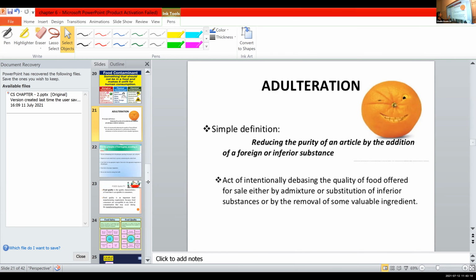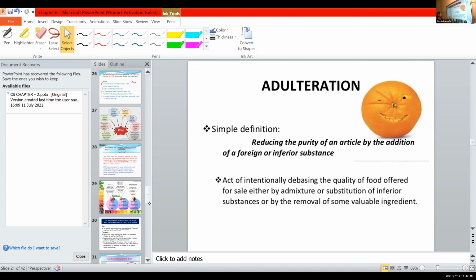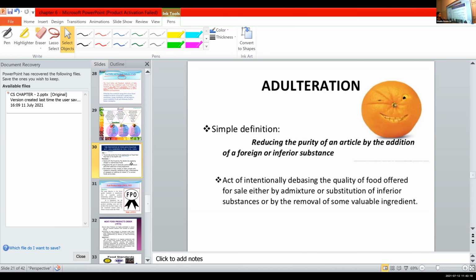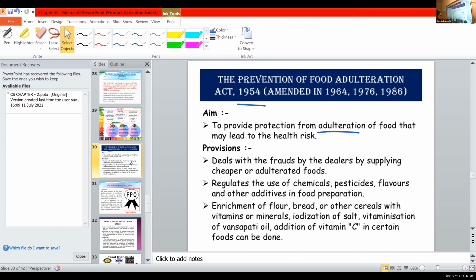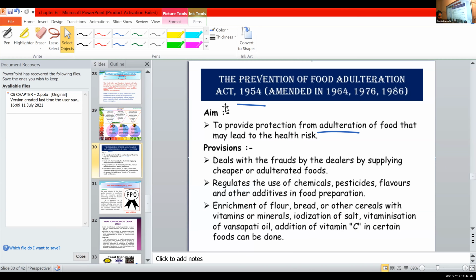So why do we need this PFA Act? To prevent food adulteration, to ensure the consumer's health. Clear? The only thing you have to learn is the aim. To provide protection from adulteration of food that may lead to health risks. So this PFA is from 1954, to prevent the adulteration.